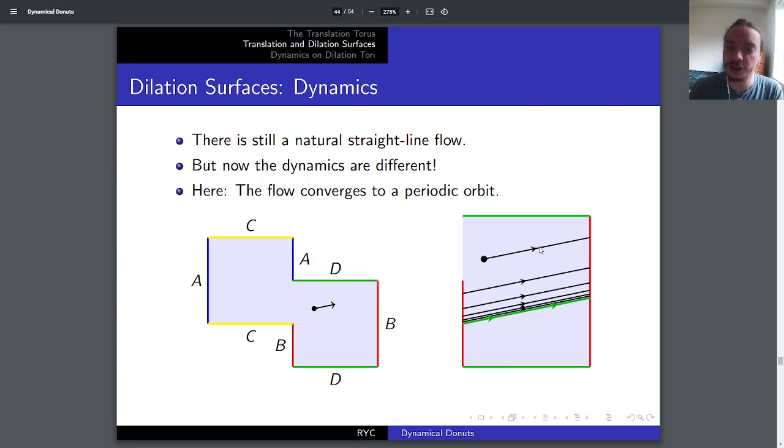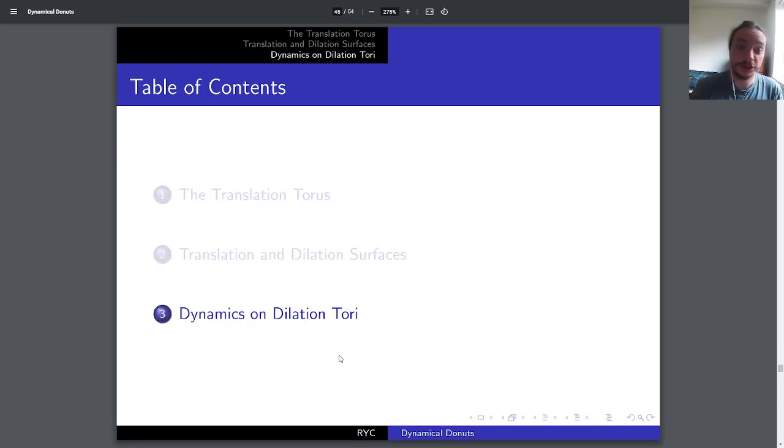We found a flow that actually converges to a periodic orbit. It's not periodic itself, and it also isn't dense because it doesn't go everywhere on the surface, right? So this is weird. It's very new behavior. So we've already seen that dilation surfaces can have some pretty weird behavior, and we're not really sure what's going on here, so what we should do is try to think about a simple example of what a dilation surface is like. So let's take our analysis for the translation torus, and let's think about an analog for the case of dilation surfaces. And this is why we're going to think about the dynamics of dilation tori.